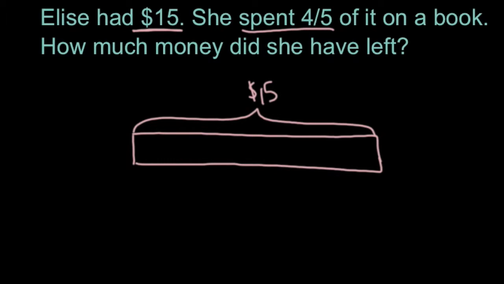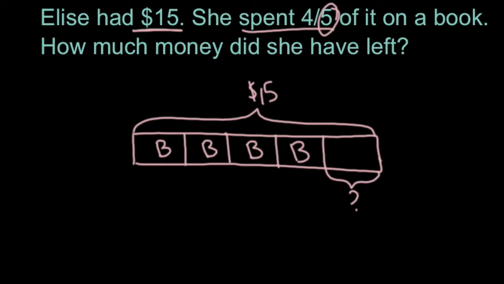I know that she spent 4/5 of it on a book. So I'm going to split this bar up into 5 parts. 1, 2, 3, 4, 5. And I know 4/5, or 4 of these parts, were spent on a book. How much money did she have left? Whatever is left over is what I'm wanting to find. I'm wanting to find that question mark.